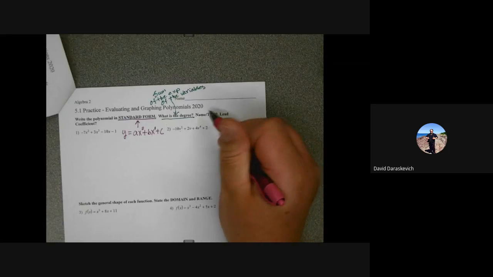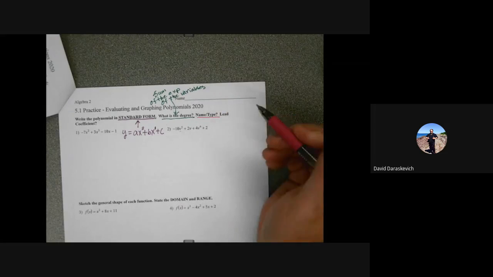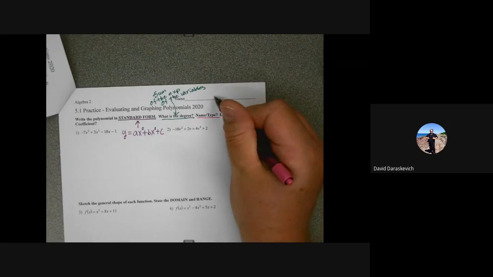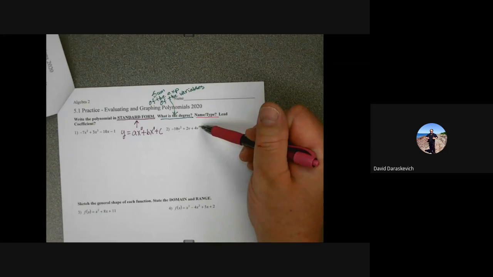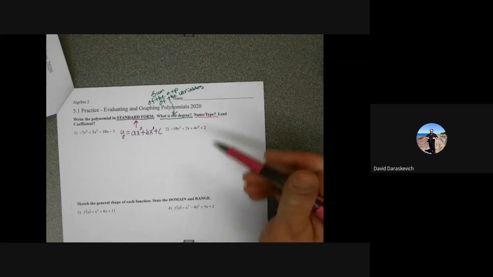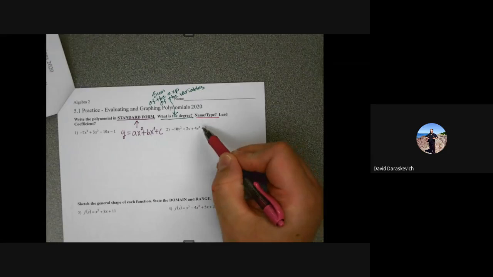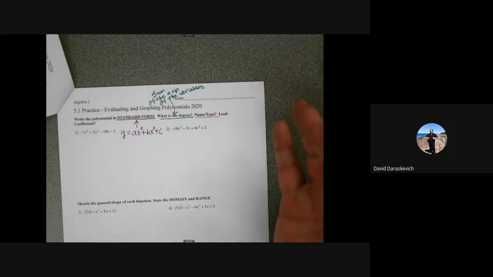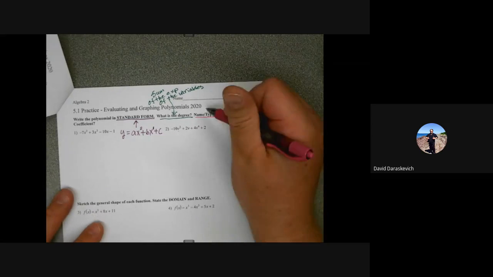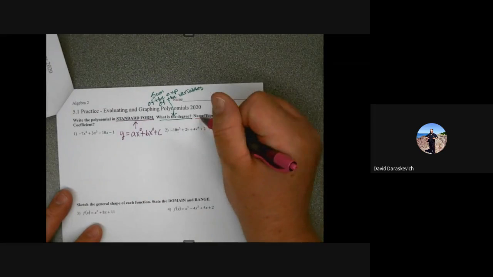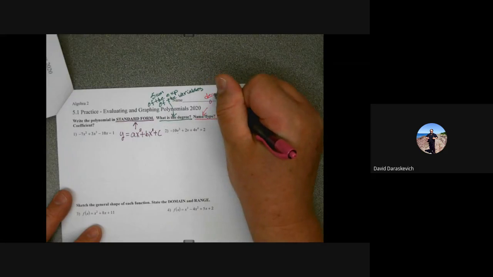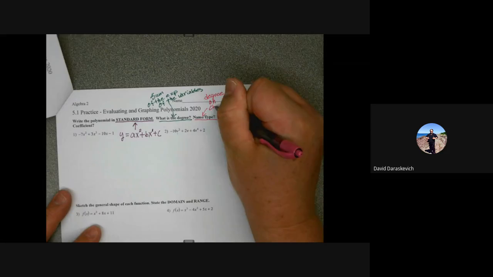Okay, so the name and type, there's a chart in your notes. You look at the exponent. If it's a 4th degree, then it's a quartic. If it's 5th degree, it's quintic. If it's 2nd degree, it's quadratic. 1st degree is linear, so on and so forth. It's in your chart. Okay, so look at the degree of the polynomial, and it's on the chart.